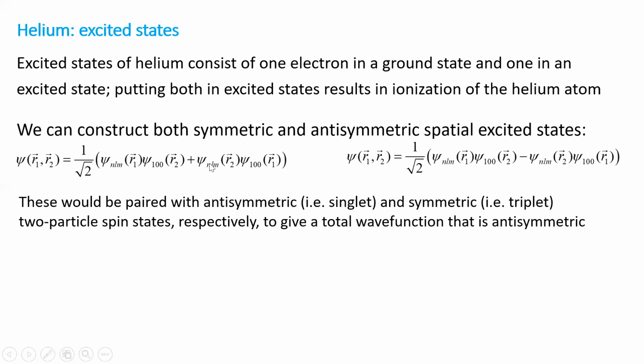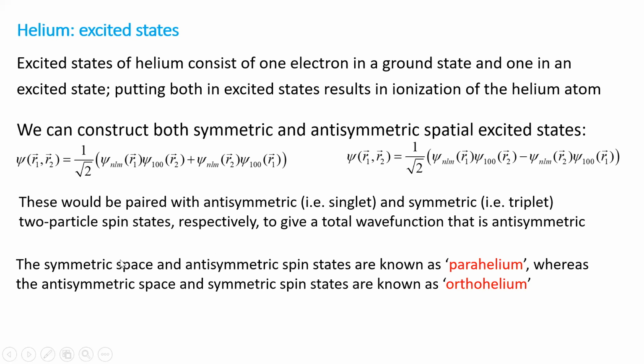And this is to give a total wave function that is anti-symmetric. We pair the symmetric space with anti-symmetric spin to get a total anti-symmetric, or an anti-symmetric space with a symmetric spin to get a total anti-symmetric. And we need total anti-symmetric because the electrons are fermions. So when we switch the 2 coordinates, we should get a minus sign for the total wave function.